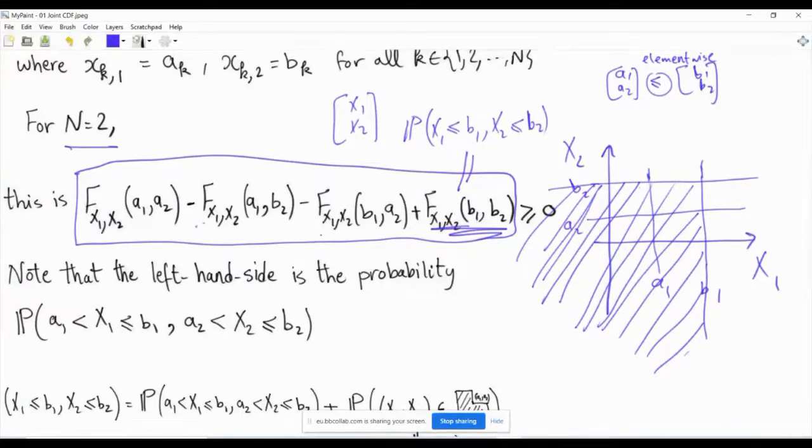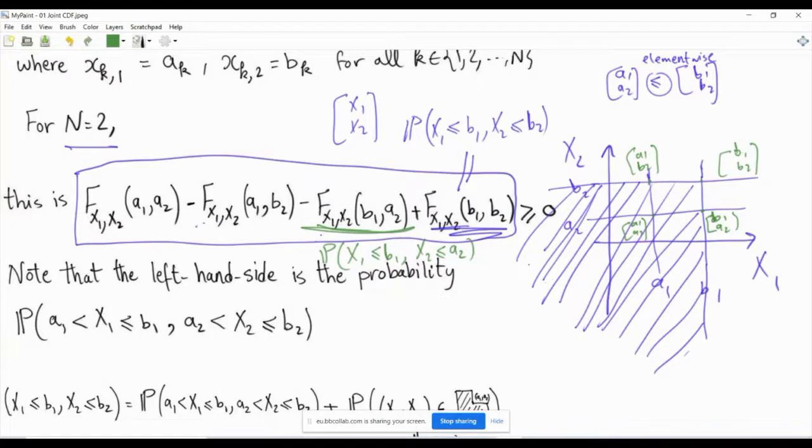Okay, so let's basically write the coordinates of the points. So this point here is (b1, b2), and this point here is (a1, a2), and this point here is (a1, b2), and this point here is basically (b1, a2), right? And so what does it mean that we subtract this one here? Okay, so again, this is a joint CDF. It has a very specific meaning. This is the probability that the first random variable is less than or equal to b1, and the second random variable is less than or equal to a2.